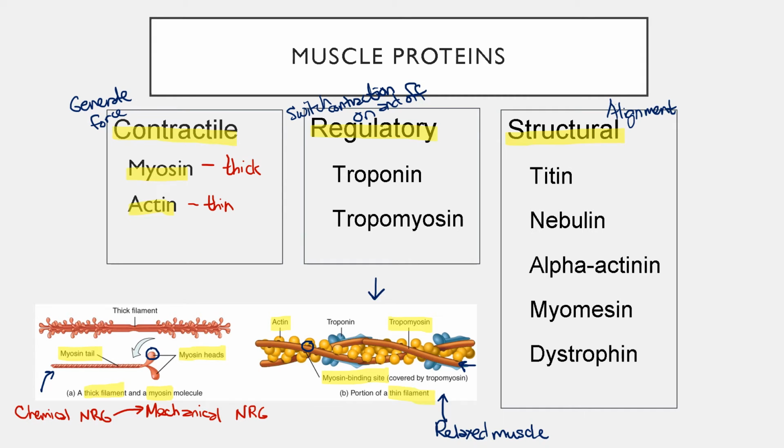The tropomyosin strands are held in place by troponin molecules, these little blue globs. So tropomyosin is held in place by troponin. When calcium binds to troponin, it undergoes a change in shape, which moves the tropomyosin away from the binding sites on actin, and then muscle contraction will subsequently begin as myosin can now bind to actin. Okay?